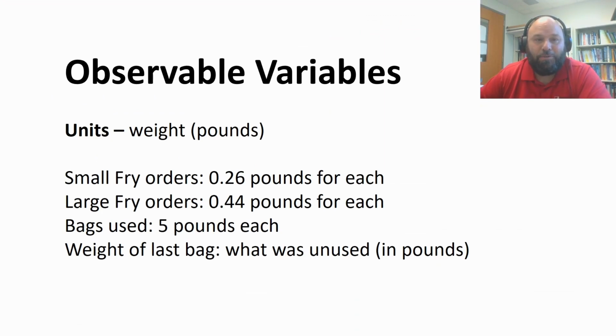So our observable variables in pounds are as follows. Small fry orders, each order weighs 0.26 pounds. Large fry orders, each large fry order weighs 0.44 pounds. The bags we found out each weigh 5 pounds. And now the weight of the last bag is what was unused. So we're going to have to convert that to what was used. So let's go back to the spreadsheet and let's start putting together a formula.